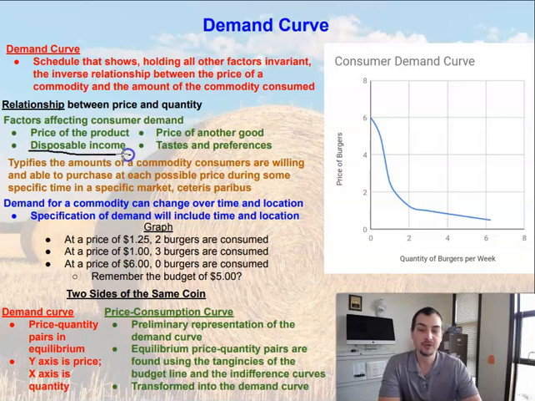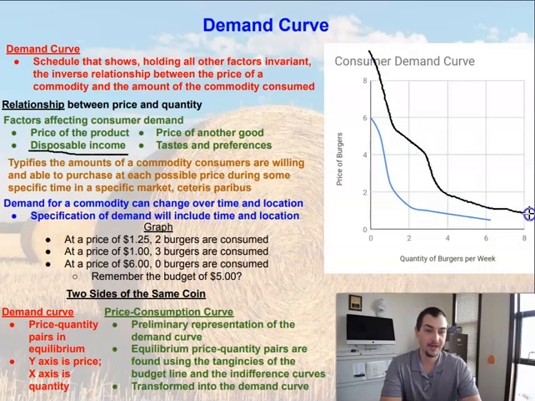The disposable income is going to have an effect on it. Right now, we're dealing with a budget of $5. But what happens if there was a budget of $10? We're going to see that demand curve actually do something like that. And I know I got a little bump there. It would actually be more of a sloping line, but it's going to move out this way because we can now afford more.